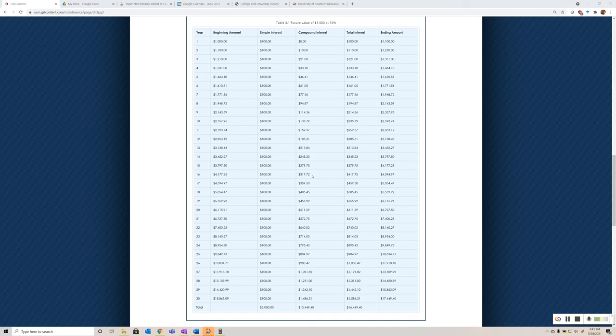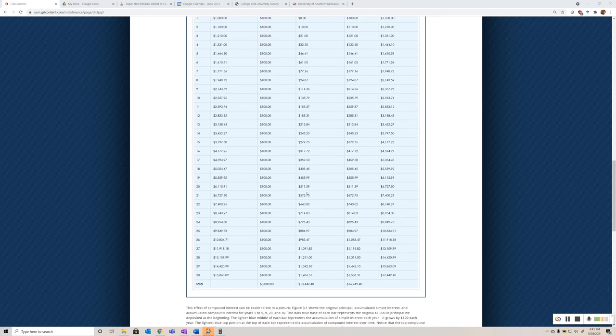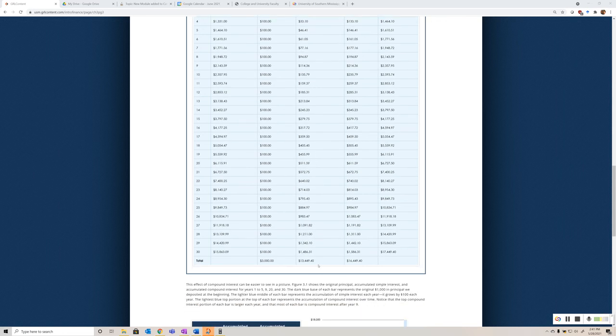Like it doubles by year 16. In year 10, it was $136 roughly. By year 16, it's over $300, and it just keeps on growing. It grows faster and faster and faster. And finally, by the end of year 30, if we look at the total accumulated interest, we've got $3,000 worth of simple interest, right? That's just a sum of all the simple interest payments over 30 years.